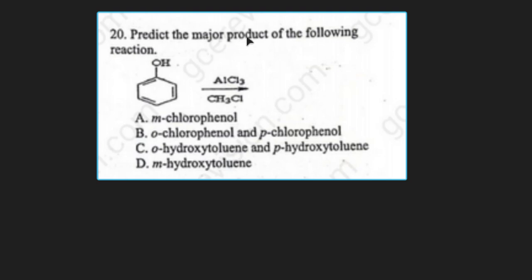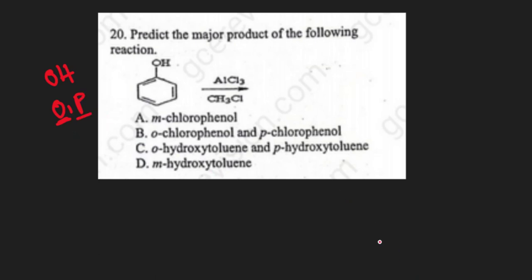Question 20. Predict the major products of the following reaction. We have phenol reacting with chloromethane in the presence of a halogen carrier, aluminum chloride. So phenol, the OH group in the phenol is electron donating. Thereby, it activates the ring by donating electrons, making the benzene ring more nucleophilic and hence more reactive. And the OH group will be ortho-para-directing. Means that any second coming group can either be directed to the ortho direction, or to the para direction.